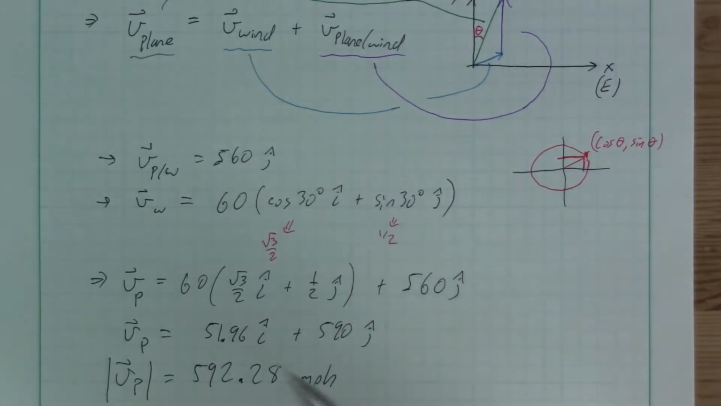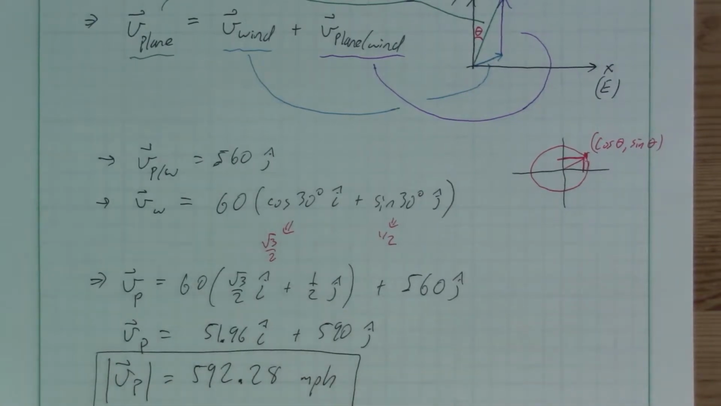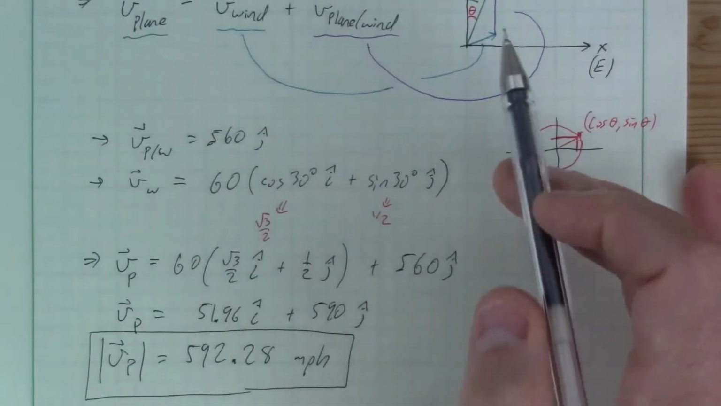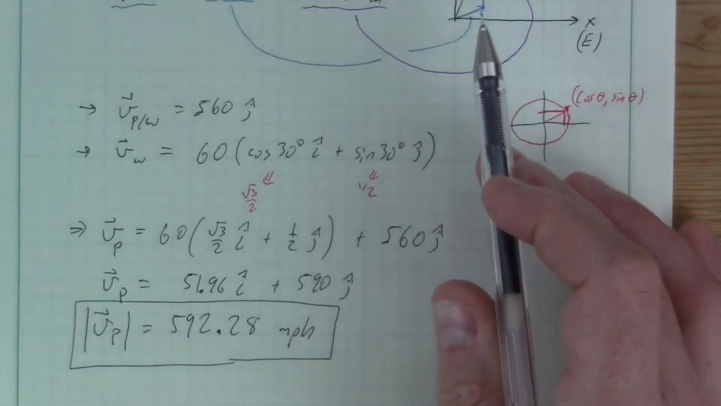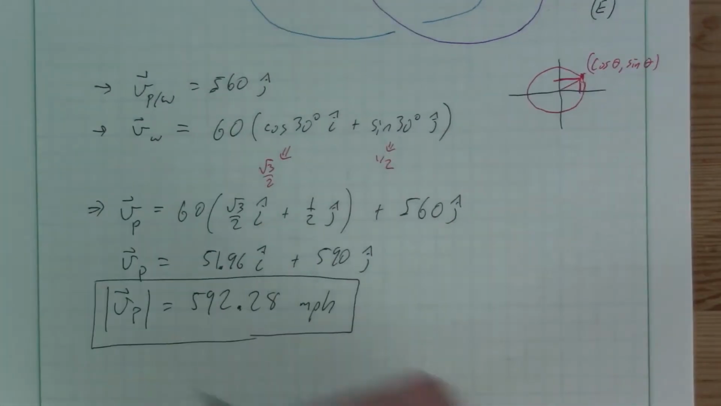All right, so take the magnitude of that. That's 51.96 squared plus 590 squared, square root the whole thing. I'm not going to write out the magnitude. We did it in our earlier videos. But the thing we actually haven't done, I don't think, is talking about this course. So let's go back to this diagram and maybe zoom in on it a bit.